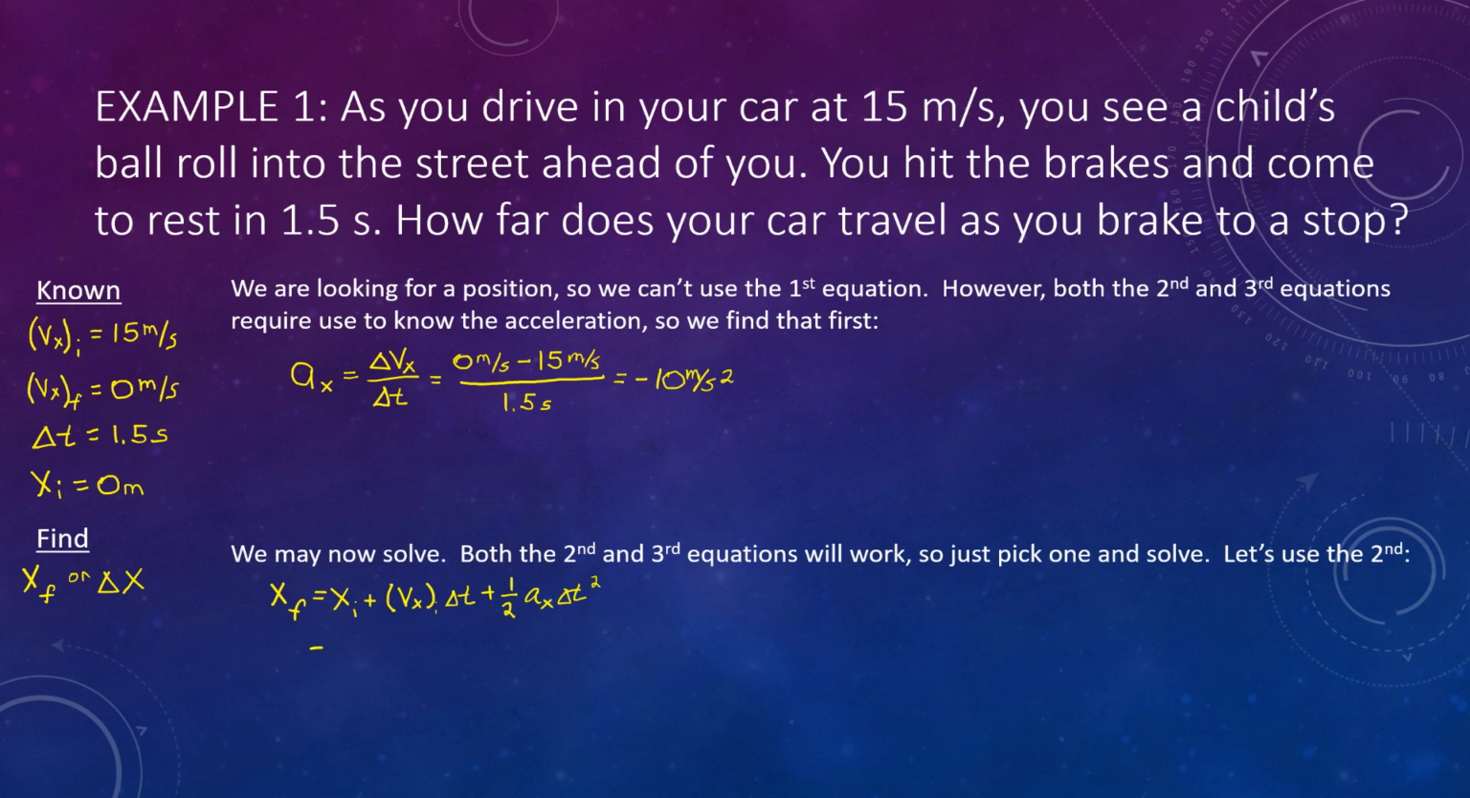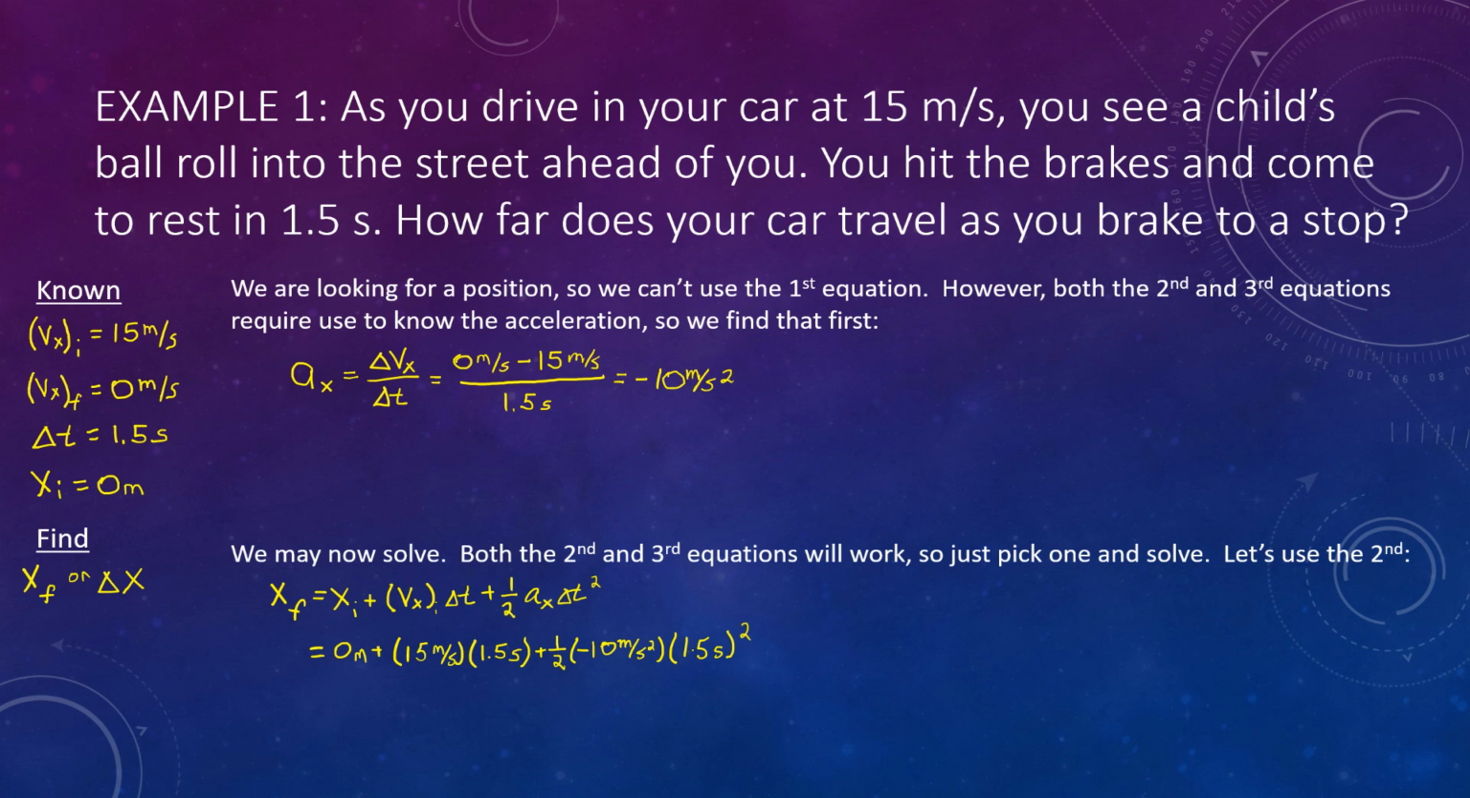So that said, let's do exactly that and plug in our values. We start at an initial position of 0 at the origin. We have an initial velocity given to us as 15 meters per second, times the time interval of 1.5 seconds, plus 1/2 times the acceleration that we just solved for of -10 meters per second squared, and the time again, 1.5 seconds, quantity squared. Don't forget that square.